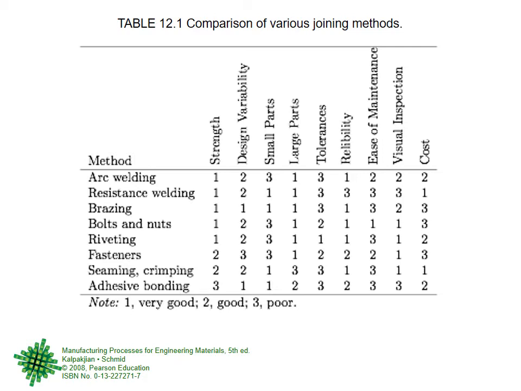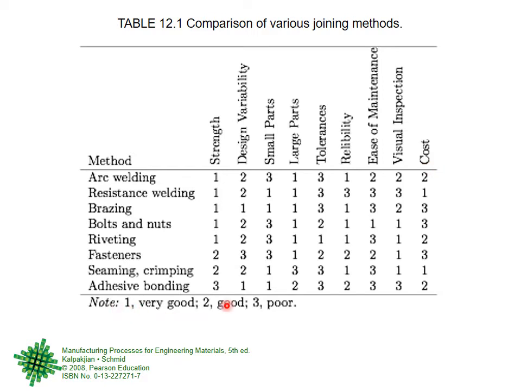So if you see here, in the first column we have method: arc welding, resistance welding, brazing, and so on. Here different columns: strength, design variability, small parts, large parts, tolerances, reliability, ease of maintenance, visual inspection, cost. So this is brilliant, that you see from a practical engineering viewpoint, which of these joining methods, arc welding, resistance welding, brazing, bolts and nuts, riveting, fasteners, seaming, crimping, adhesive bonding, right? Which of them are good for strength, which can give you a lot of variation of choice, which are good for small parts, which are good for large parts, and so on.